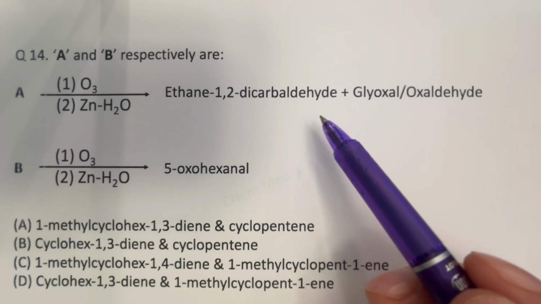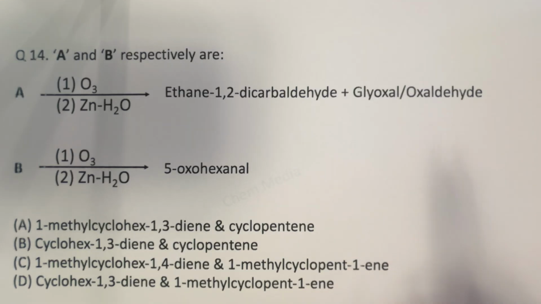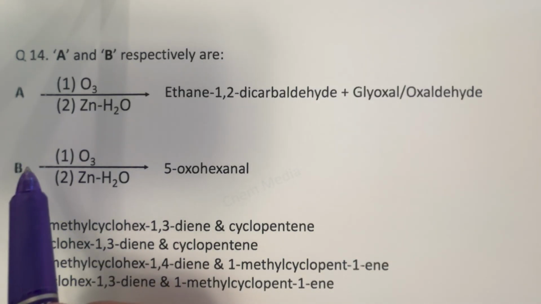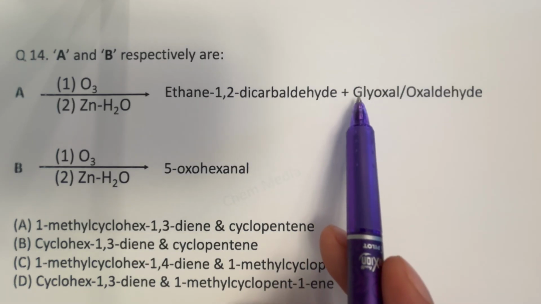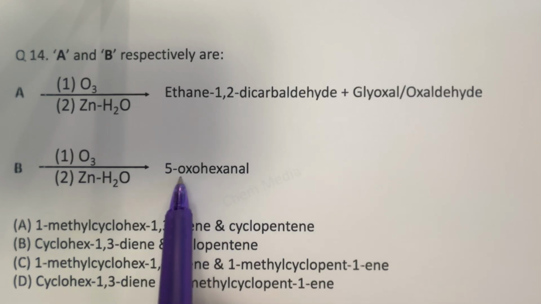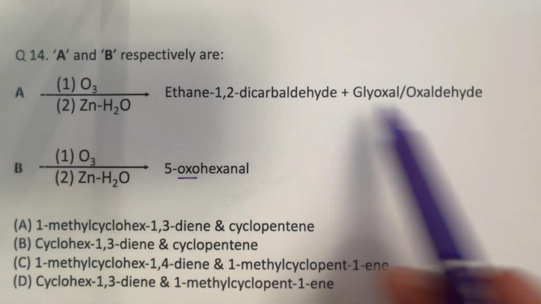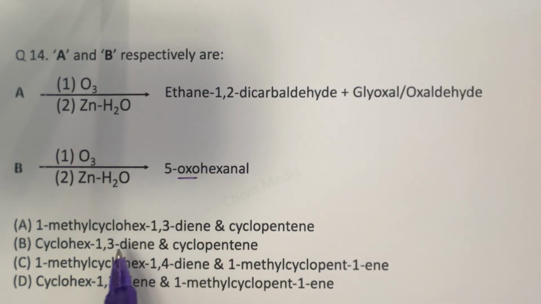Hello everyone, here is a question based on reductive ozonolysis and IUPAC nomenclature. A and B are undergoing reductive ozonolysis. A is giving two different aldehydes and B is giving an aldehyde, but it has a keto group at 5th position. So let's write down the structure of these three different products. Then we can come to the conclusion which are the starting materials.